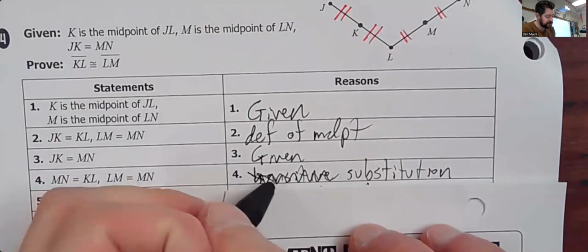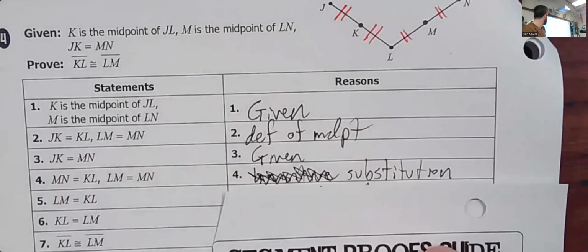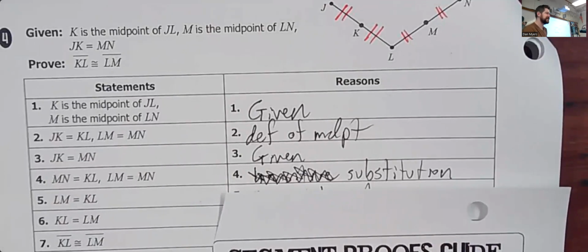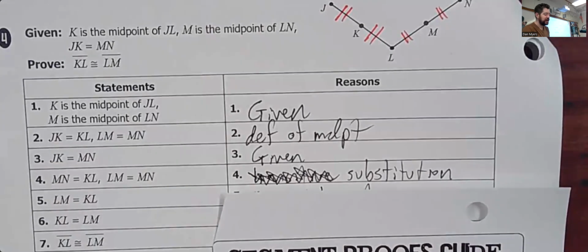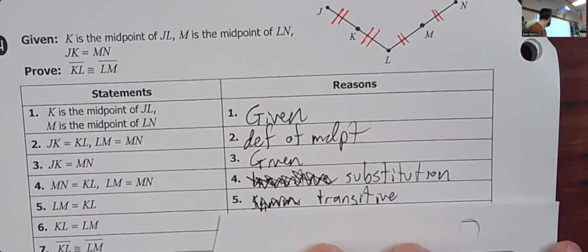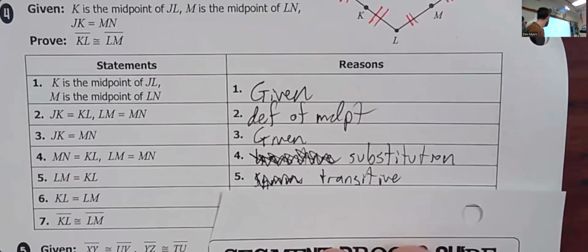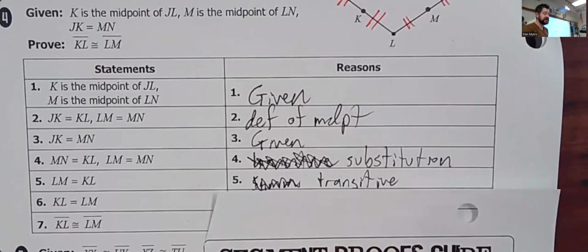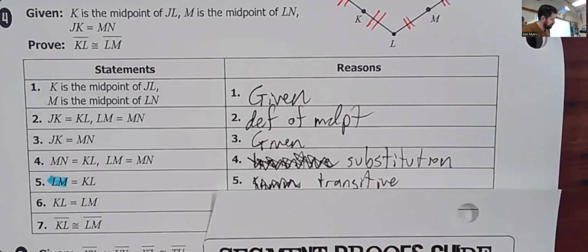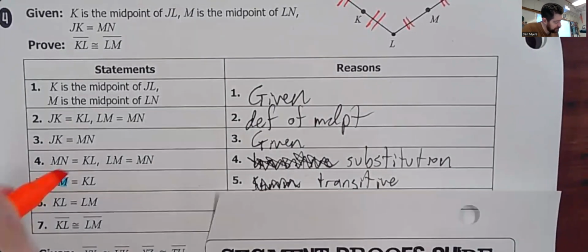And I actually wrote transitive to begin with as well, because that was at a point where I didn't quite realize that symmetry didn't make any sense. I was like, that doesn't seem like transitive, but I was going to write it anyway. And then I was like, no, it's all wrong. The next step is the transitive property, because here's our first thing, LM. And our third thing here is KL.